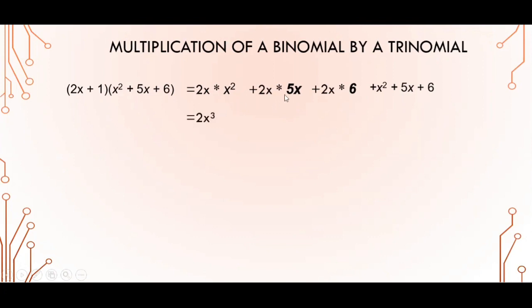2 5s are 10, and x into x is going to be x square. So this is 10x square. 2 into 6 is 12, so 12x. And x square plus 5x plus 6 as it is. Bringing the like terms together. So we get 2x cube, and 10x square plus x square gives 11x square. 12x plus 5x gives 17x plus 6. Got it? So it is easy to multiply a binomial, or any polynomial can be multiplied by any polynomial.